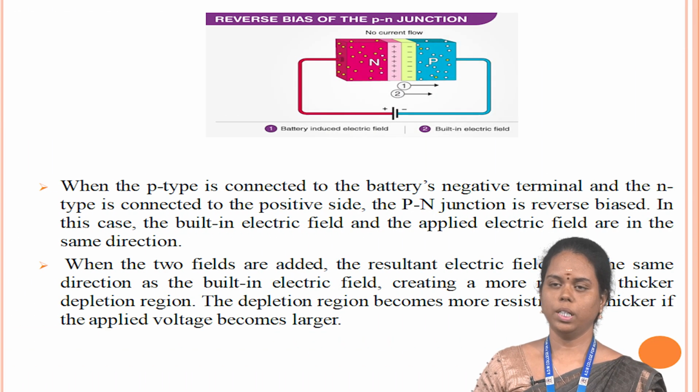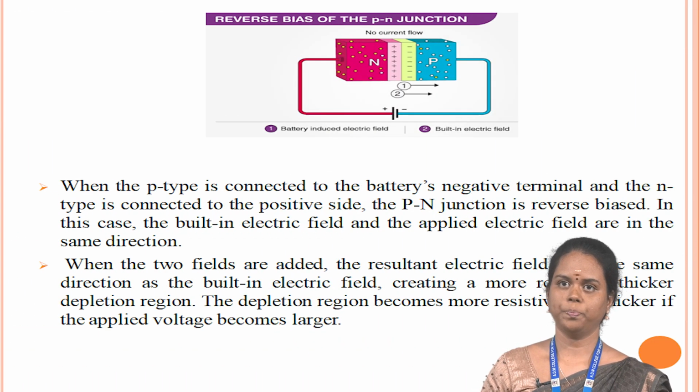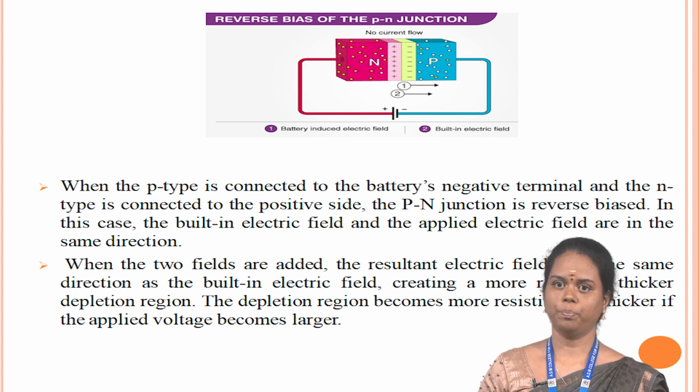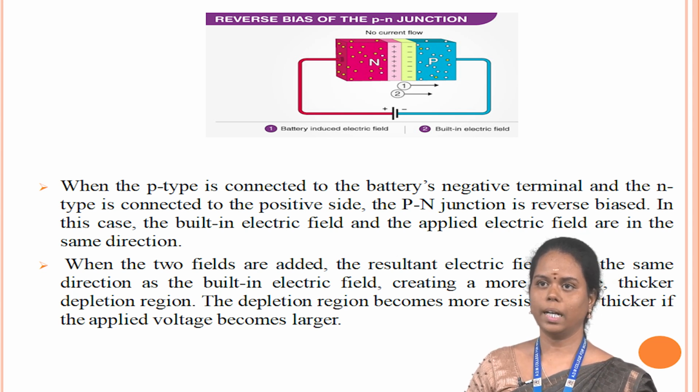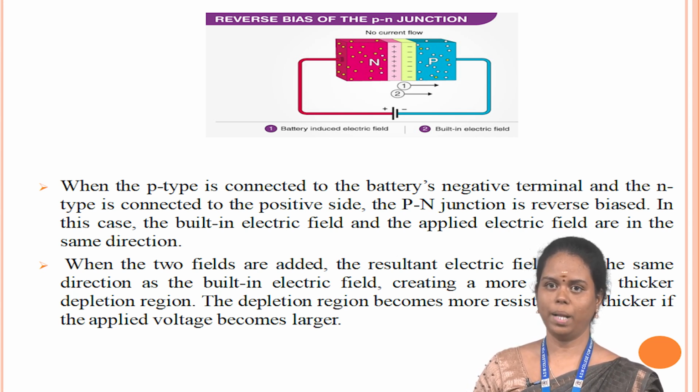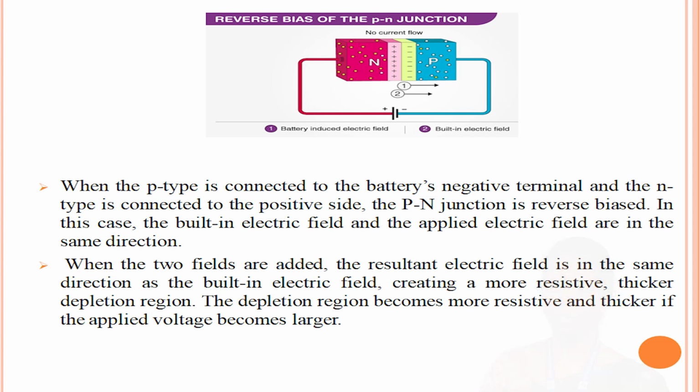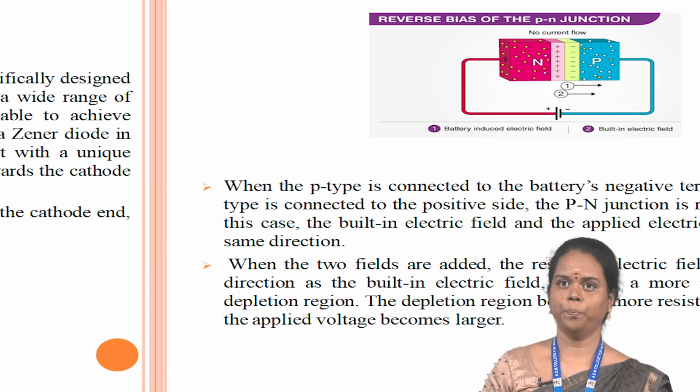Reverse bias connection, this one is the picture. When the p-type is connected to the battery's negative terminal, the depletion region and resistivity increase. In this case, the built-in electric field and the applied field are in the same direction. When the two fields are added, the result is an electric field in the same direction, which builds a thicker depletion region.